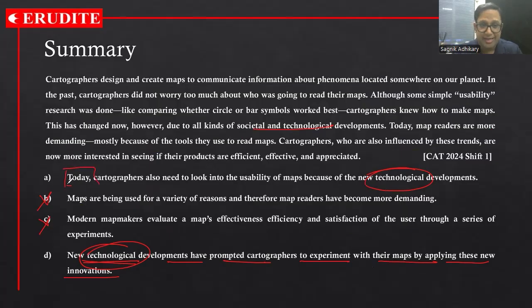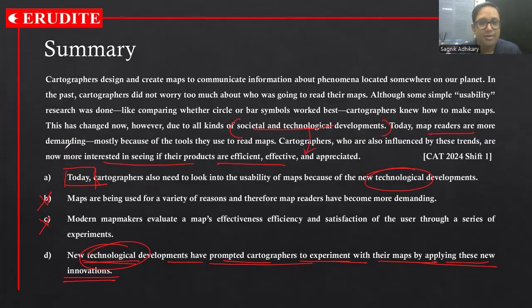At the very least, A said today. So there is something relevant to the present that has been mentioned. In this, we see new technological developments have prompted cartographers to experiment with their maps. One could say that that is true. Cartographers are paying more attention. We see that they're influenced by these trends and are interested in seeing if their products are usable. So they are, in a way, experimenting. But by applying these new innovations, we don't see that in the passage. It's not that these societal and technological developments are being applied onto the maps.